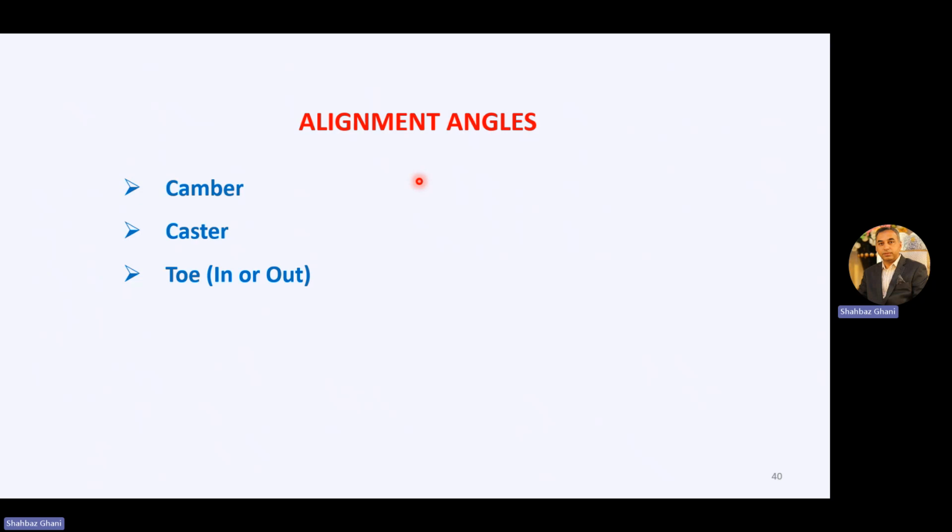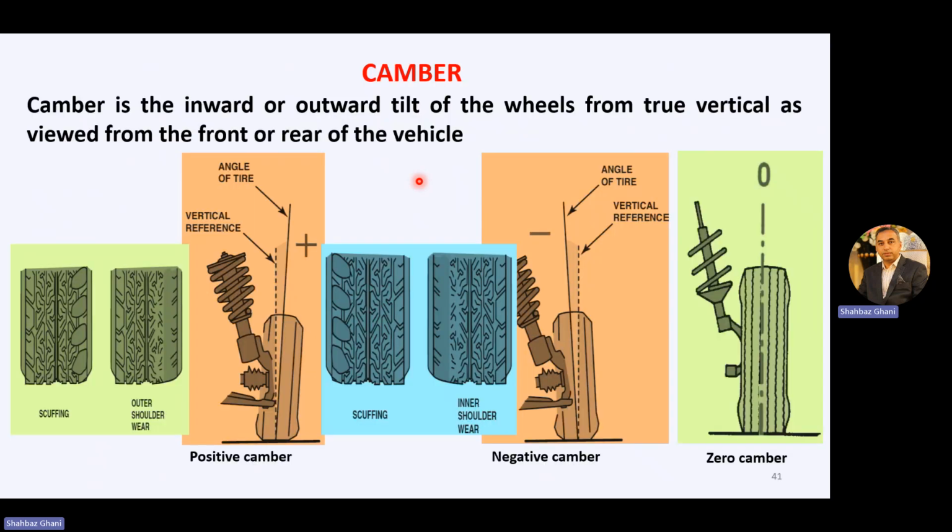Then there are a few angles which we have to cater for in your steering geometry: the camber, caster, and toe-in. If you are viewing the vehicle from the front or the rear, camber is the inward or outward tilt of the wheels from true vertical. Then we talked about zero camber, positive camber, and negative camber. If it tilts outward, it is positive camber. If it tilts inward, it is negative camber. If it is aligned with the true vertical axis of the wheel, then it is zero camber.